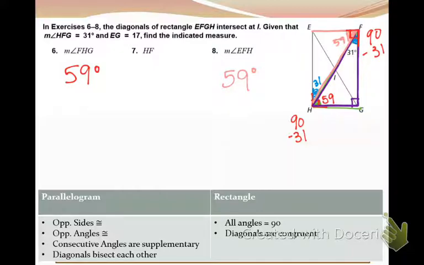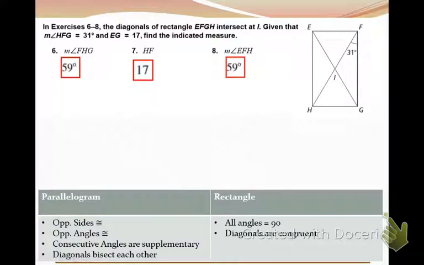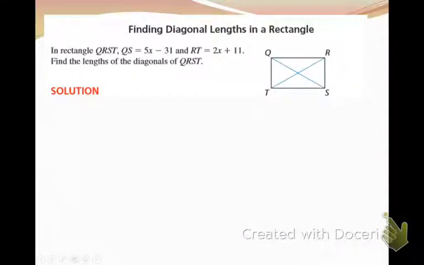All right, the last one, HF. So I'm going to erase for this. HF. Is this a side or a diagonal? Diagonal. What do I know about the diagonals of a rectangle? They're congruent. What it looks like is that I don't have any measurements of a diagonal. But where do I have it? In the instructions. EG is 17. So if EG is 17, what's the length of HG? 17. So we got 59, 17, and 59. We're going to go back to our flow chart. Then we finish the flow chart.